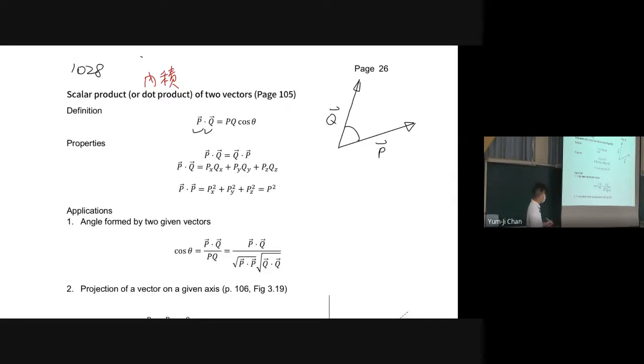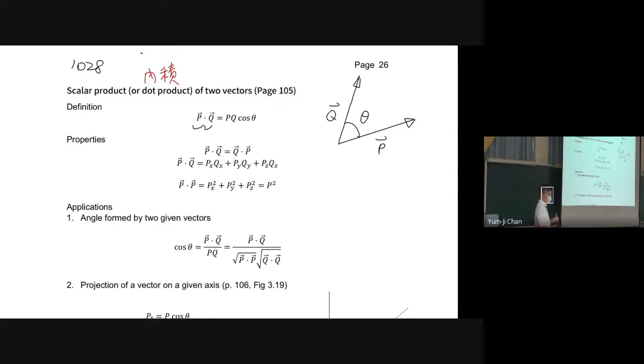Suppose we have these two vectors, and the angle between them is theta. Now P dot Q will give a scalar with magnitude PQ cosine theta. Have you learned this at high school? If yes, then please raise your hand. Very good, so I'll go through it quickly.